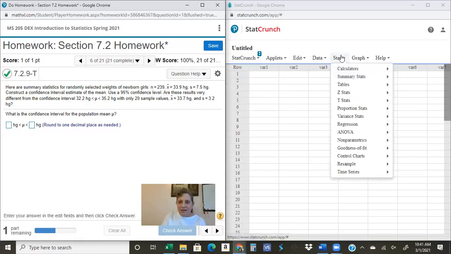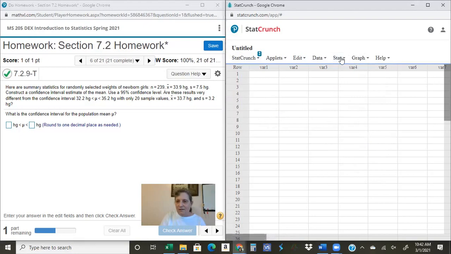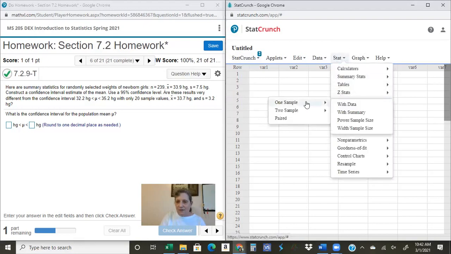So let's go with Stat. Let's see, we're looking for the confidence interval. And the confidence intervals are going to be found in Z-stats, T-stats, or the proportion stats. You might want to write that down. To find a confidence interval, go with Z-stats, T-stats, or proportion stats, whichever is appropriate. This is going to be a T, one sample. The other sample's already been run, don't worry about that.